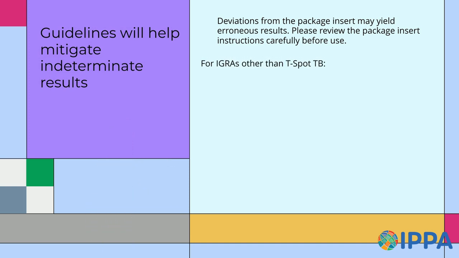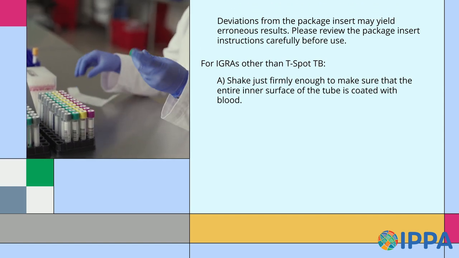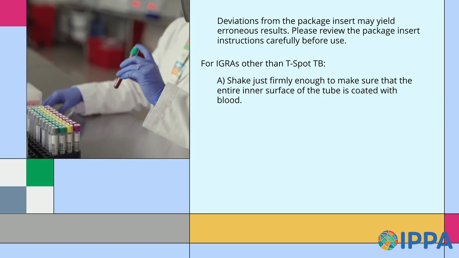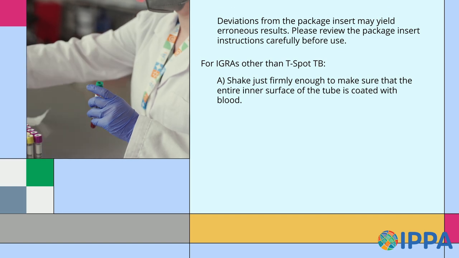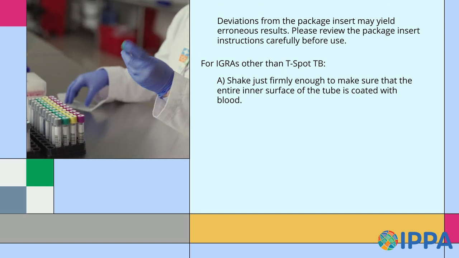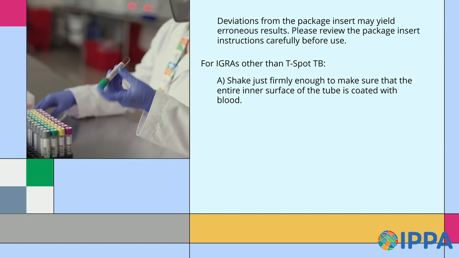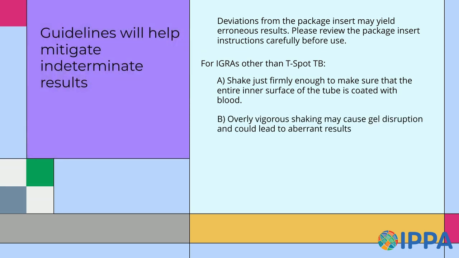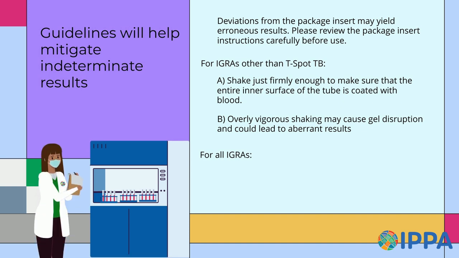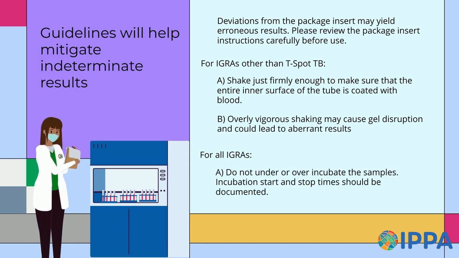2. For IGRAs other than T-SPOT.TB: A. Immediately after filling the tubes, shake them just firmly enough to make sure that the entire inner surface of the tube is coated with blood. This will dissolve antigens on tube walls. B. Overly vigorous shaking may cause gel disruption and could lead to aberrant results. 3. For all IGRAs, do not under or over incubate the samples. Incubation start and stop times should be documented.